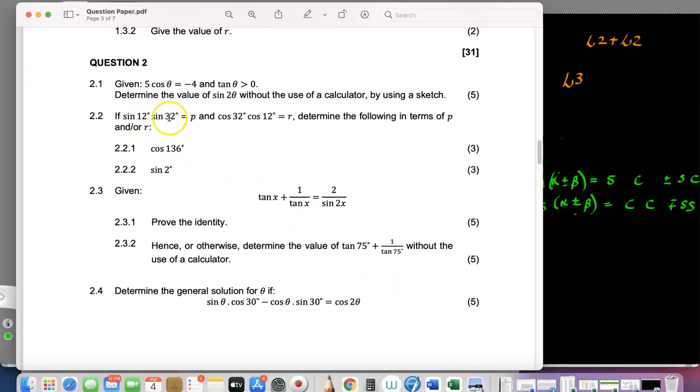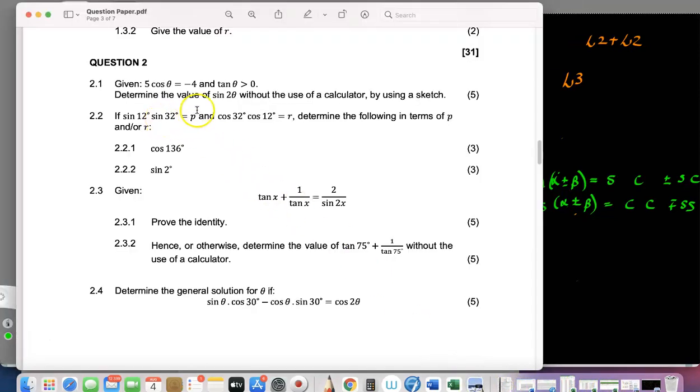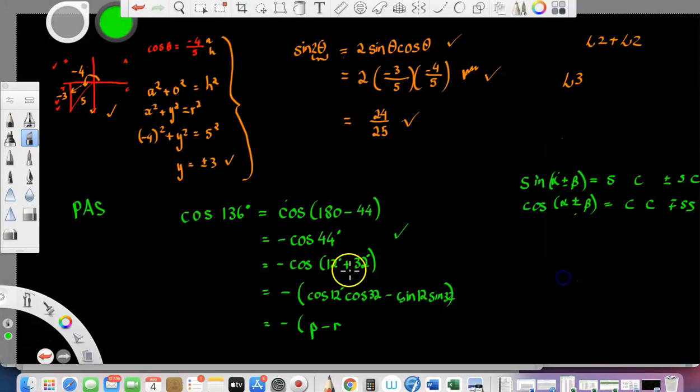Sine 12, sine 32 is P. Cos 12, cos 32 is R. Okay, so this is literally minus P minus R. Am I right? Wait, I think I'm making a mistake. Sine is P, cos is R. So the sine, this part, let's fix that. This is R minus P. And there we go. I've expressed it in terms of R and P.